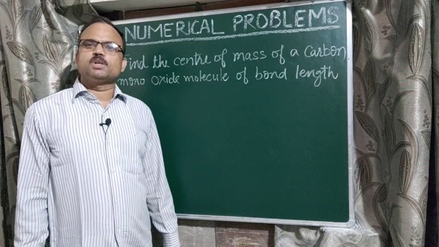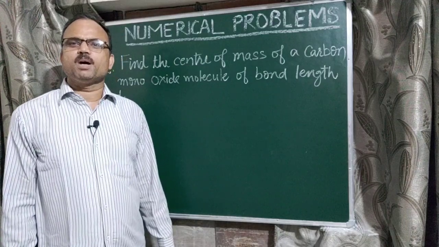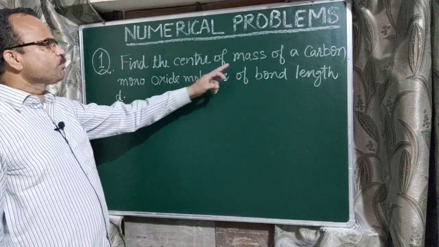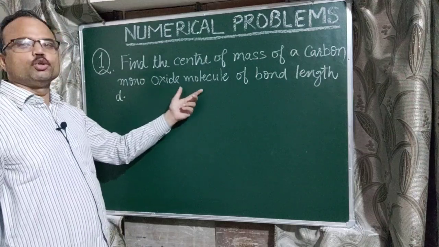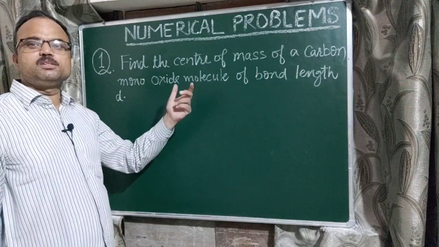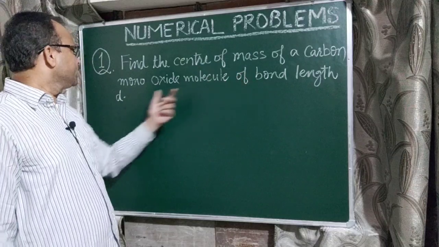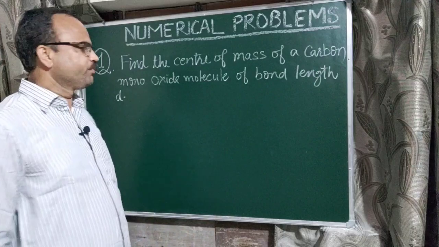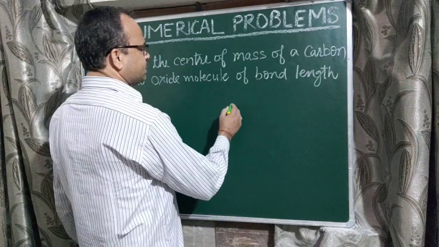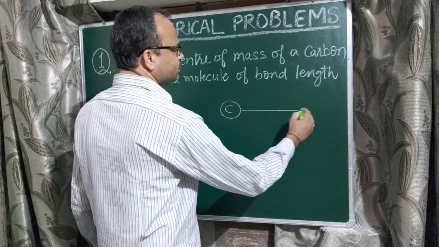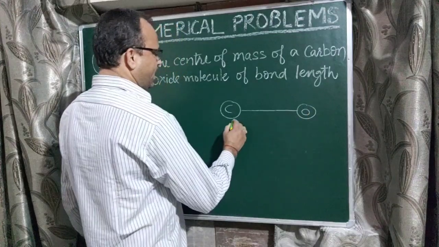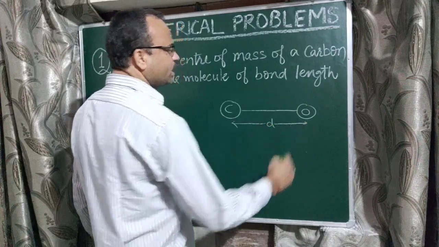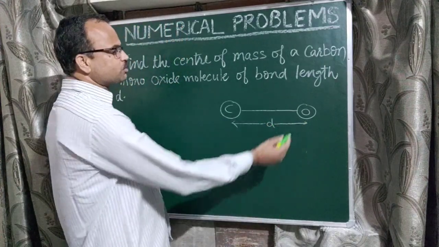So today I am going to start the numericals of the chapter Center of Mass. Let us now start with the first numerical problem. Find the center of mass of a carbon dioxide molecule. Carbon dioxide, CO, has bond length D, meaning the distance between carbon and oxygen is D. So this one is the carbon atom and this is the oxygen atom, and the distance between carbon and oxygen is D. Here we have to find the center of mass of this molecule.